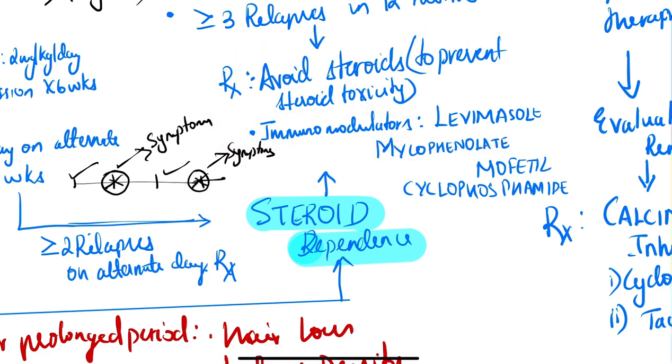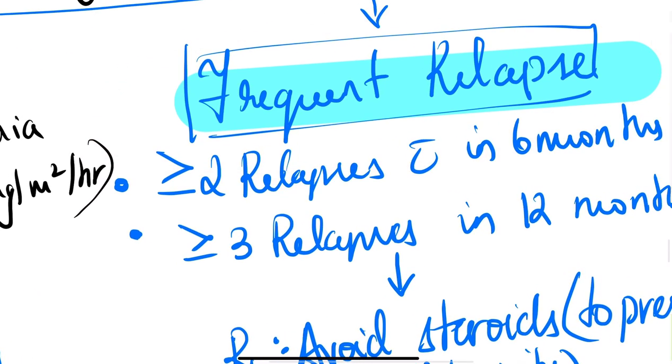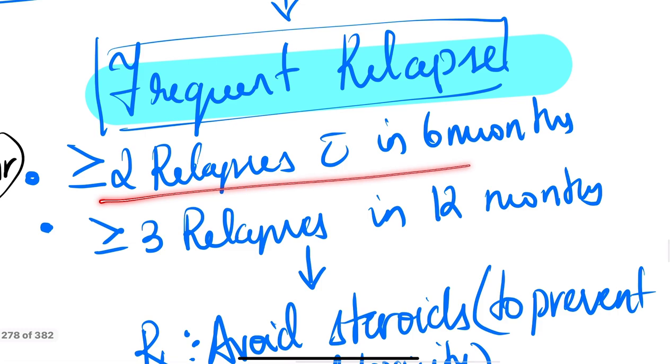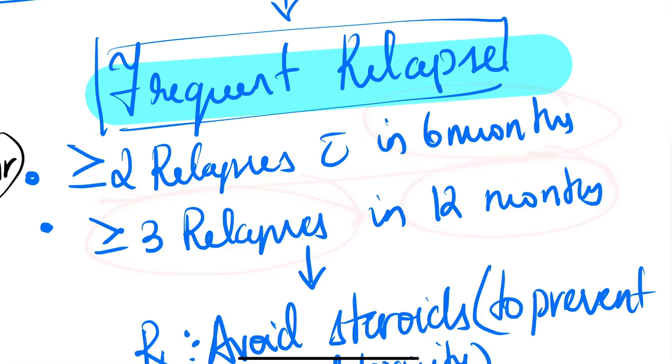start immunomodulators. After this we have to talk about frequent lapses. So what is frequent lapses? That is more than 2 lapses in 6 months, or 3 or more lapses in 12 months, or in a year. That is also considered to be a frequent lapse. Both should be told in the definition of frequent lapse.